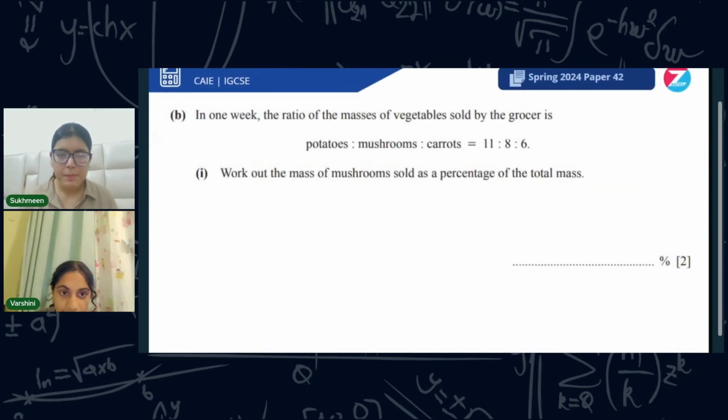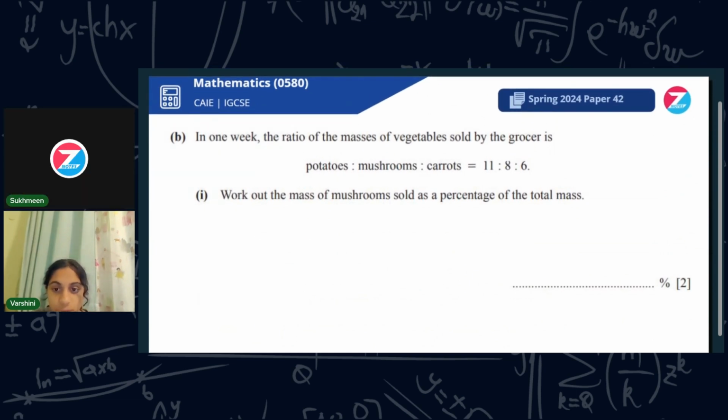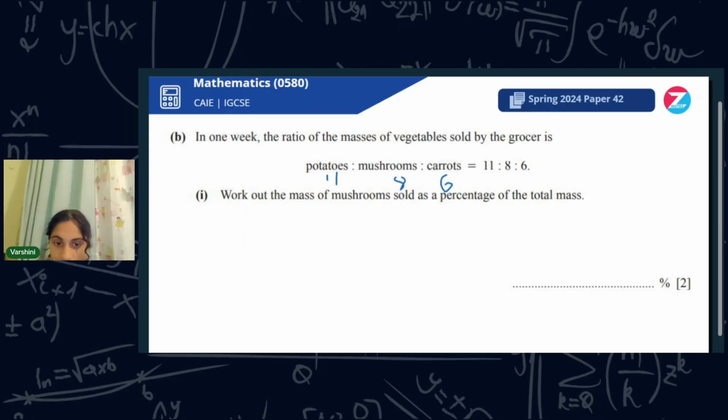Okay, to the next question. In 1 week, the ratio of the masses of vegetables sold by the grocer is potatoes to mushrooms to carrots equals 11 to 8 to 6. So potatoes is 11, mushrooms is 8, and carrots is 6. Work out the mass of the mushrooms sold as a percentage of the total mass. For this, we don't really need the numbers. We have the ratios, and that's all we need because it's a percentage. They don't actually want to know the true values.